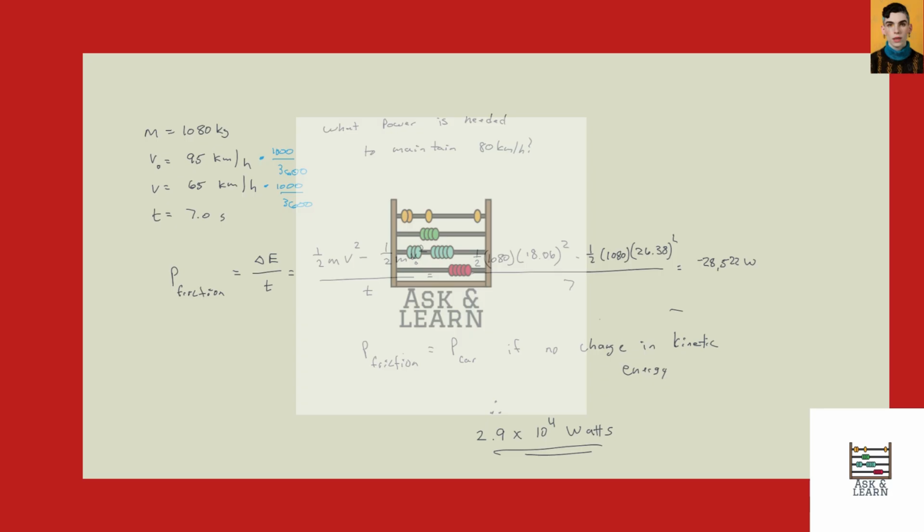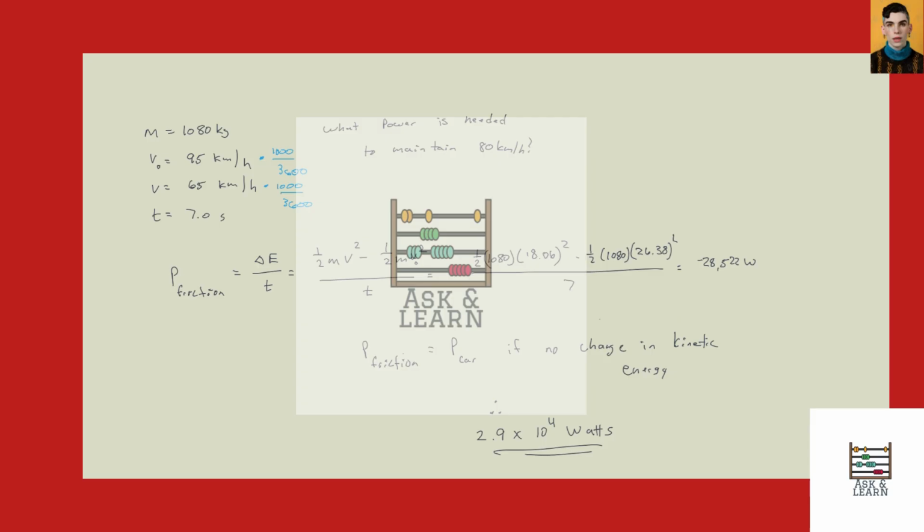taking away per second. So if I take the final kinetic energy minus the initial kinetic energy, 1/2 mv squared minus 1/2 mv0 squared, and then divide that by the time that that energy loss occurs, I can get the power of friction, which is a negative number, which makes sense since it's taking away energy every second.